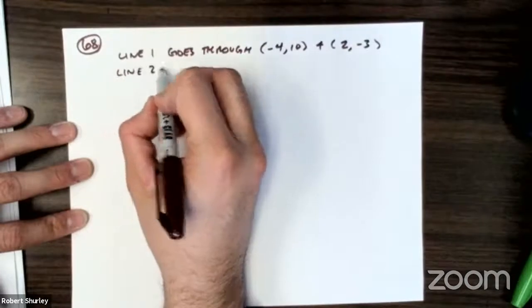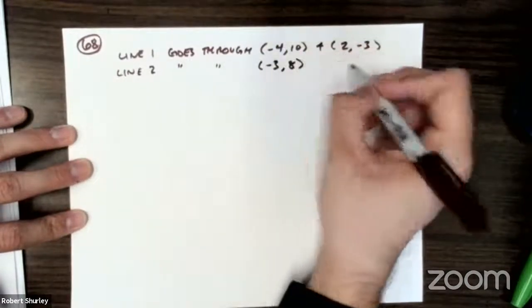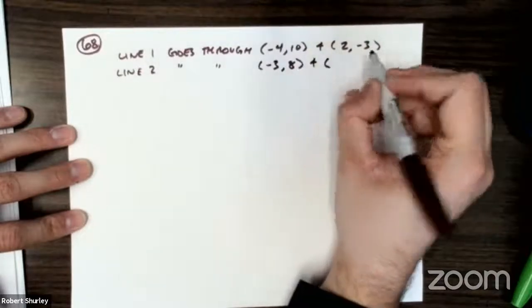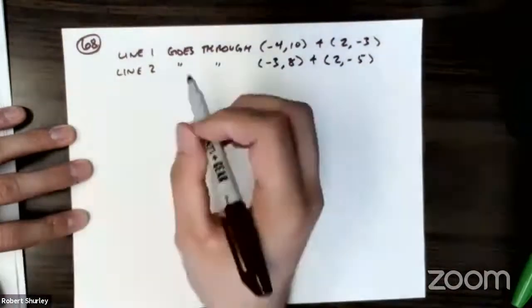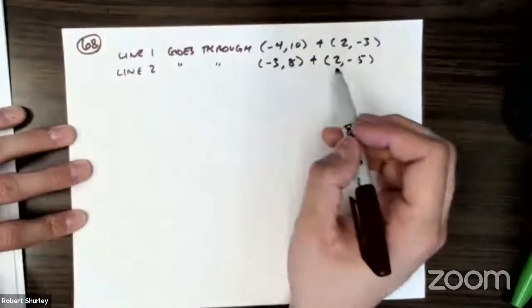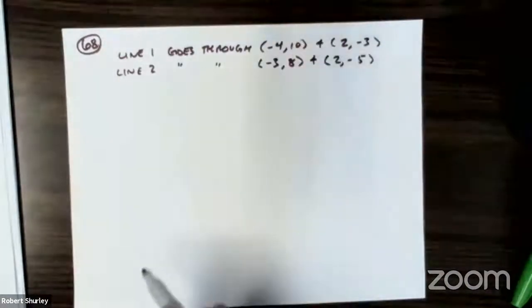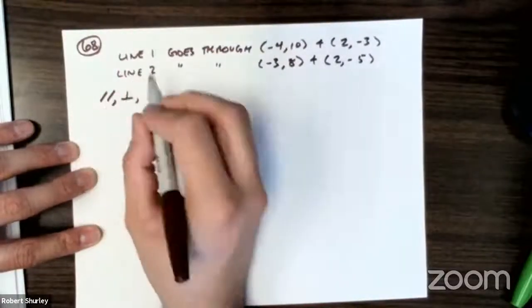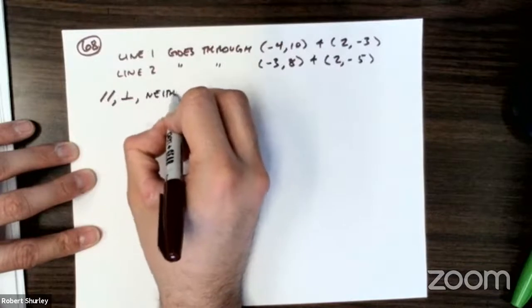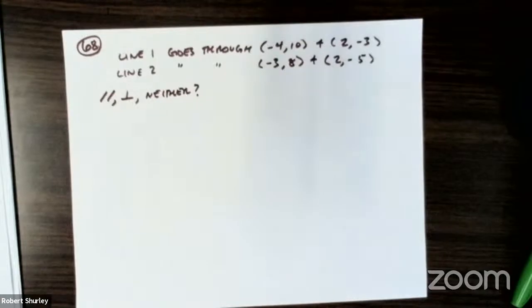Line 2 goes through (-3, 8) and (2, -5). And again, the question's the same. Determine whether these two lines are parallel, perpendicular, or neither.